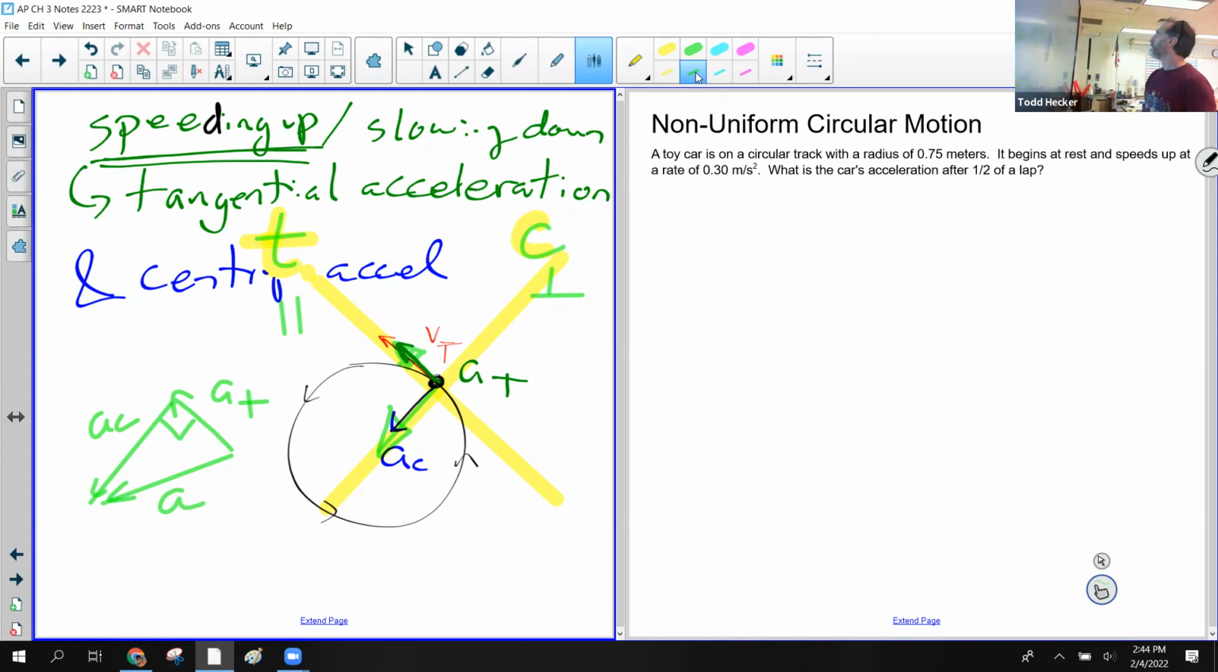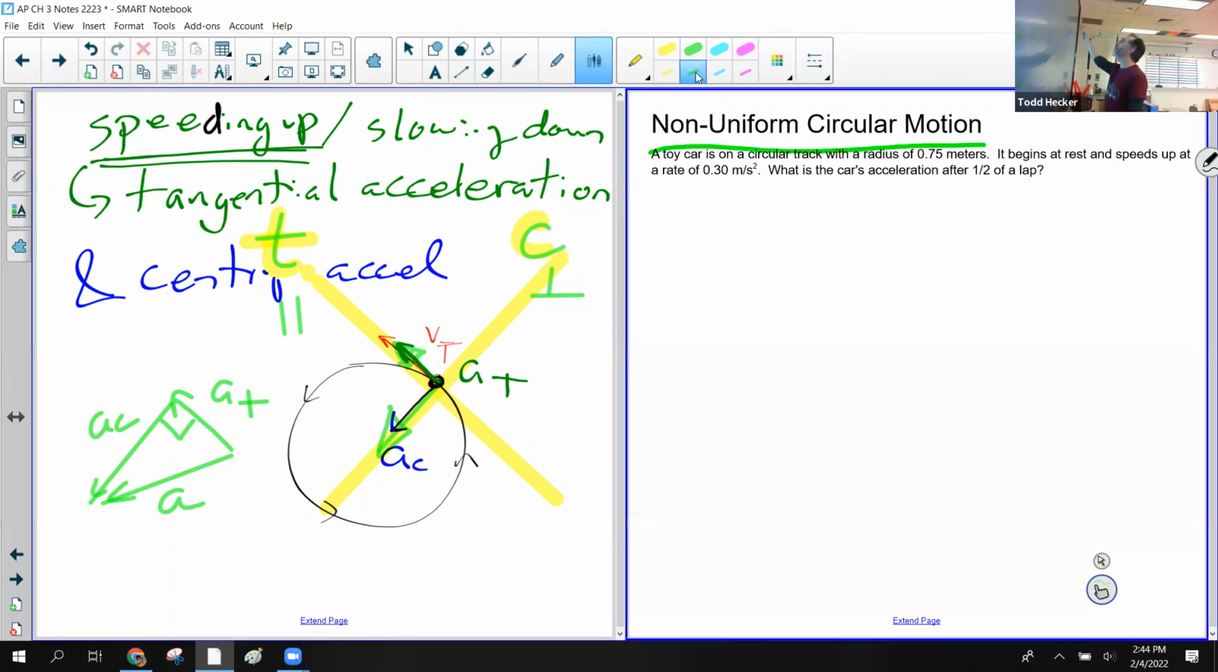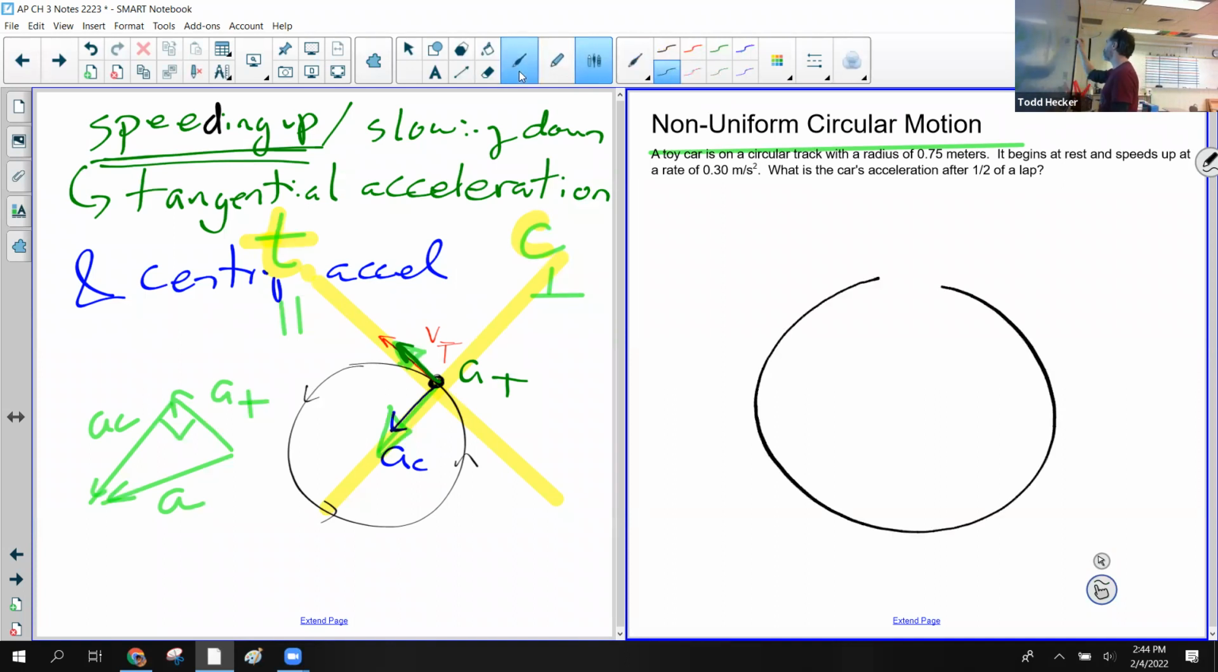So this example that I've got over here on the other screen is probably a better example of that. All right, so let's run through this example over here. All right, so we've got a toy car on a circular track with a radius of 0.75 meters. So let's go ahead and draw our track. All right, let's go and draw. Yep. All right. So the problem tells us that the radius is 0.75 meters.